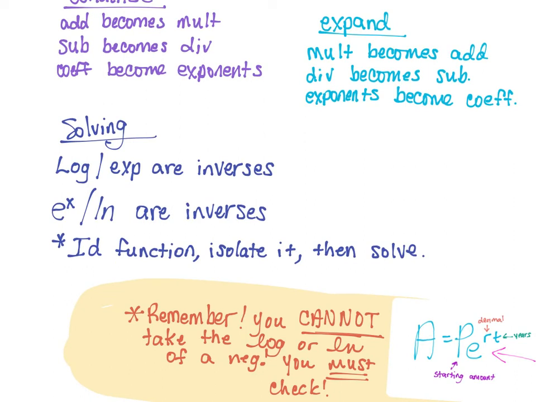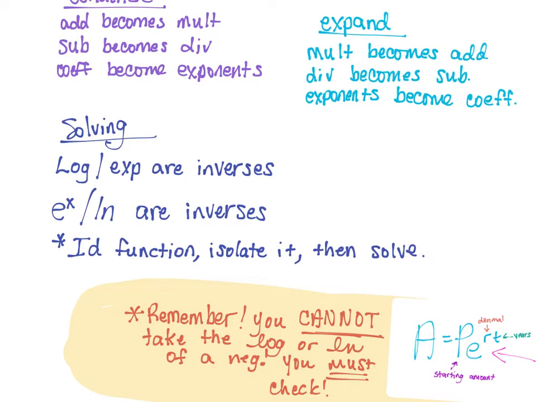When you're solving, remember that logs and exponentials are inverses of each other. So if you start off with a log problem, in order to get the log to cancel out, you have to do an exponential, and vice versa. e to the x and ln are inverses. So if you start off with an ln, the way that you get the natural log to go away is to go e to the x.